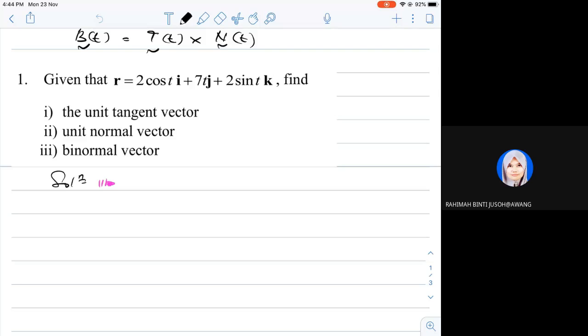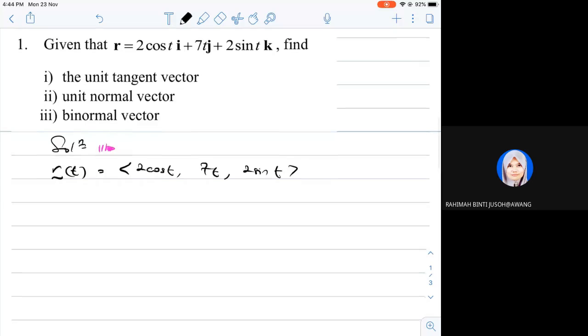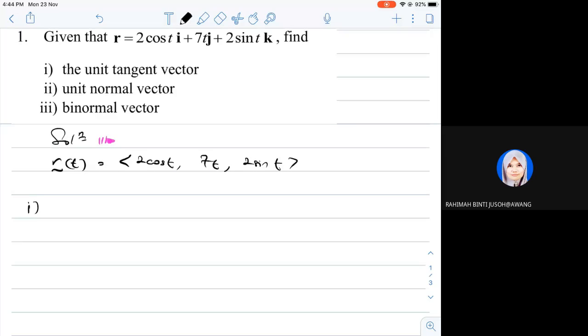Okay, so we have r(t) equals to, let's say I put it in short bracket, 2 cos t, 7t, and 2 sin t. Then we need to find the unit tangent vector. So question number 1, we need to find the unit tangent vector.